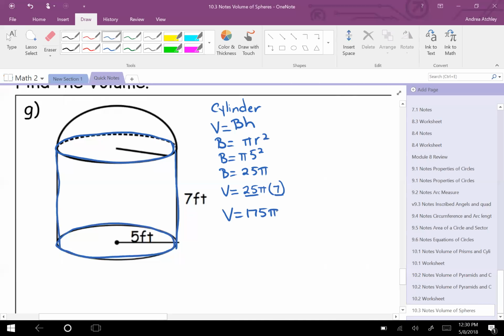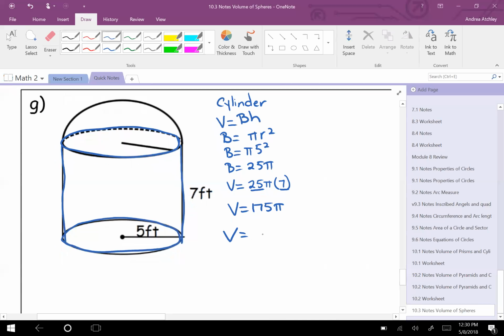And now I can multiply that out. So my volume equals 549.77. Does the 7 make the 7 move up? What is it, class? Does it move up or stay the same? Moves up, okay.